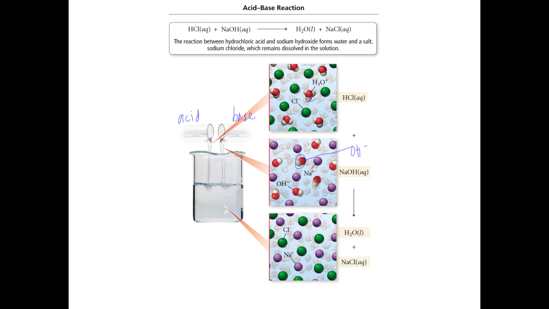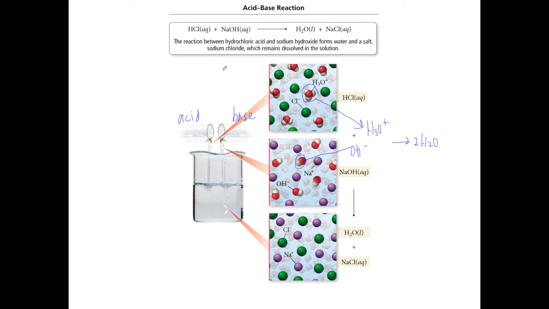This is going to mix with the hydronium to give two H2Os. Right? Can you see that? And you've got it here. HCl plus sodium hydroxide gives water and sodium chloride. All right, so this is just a repeat of what we saw on the last slide.